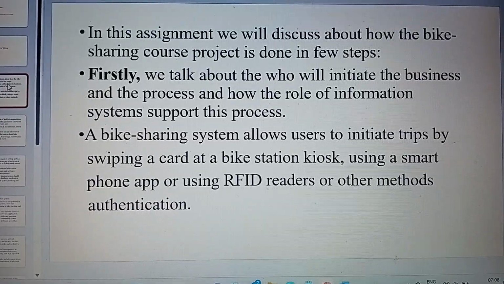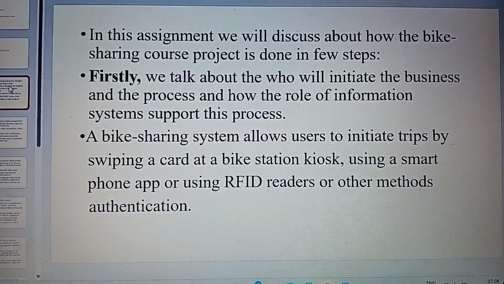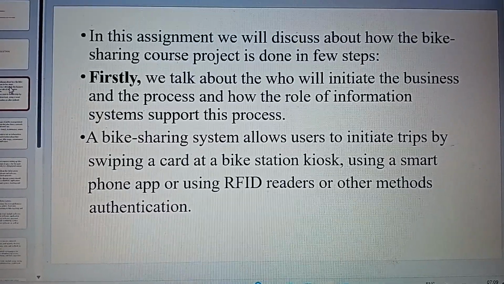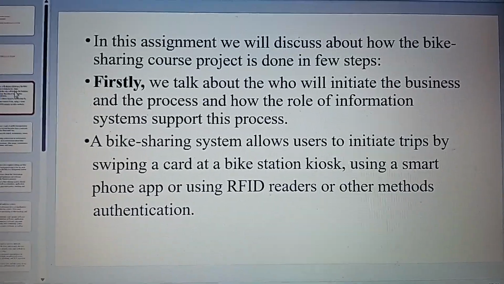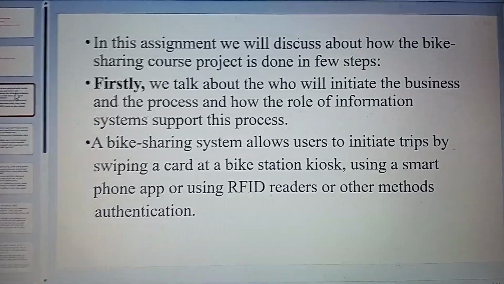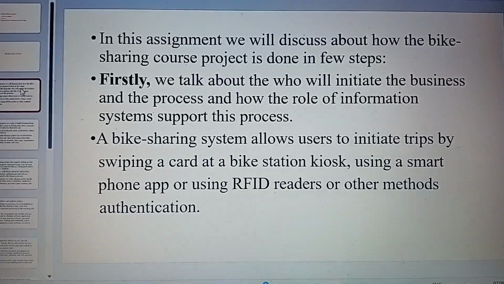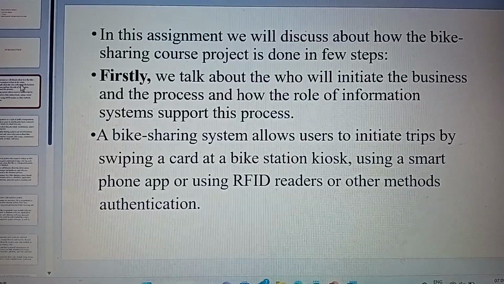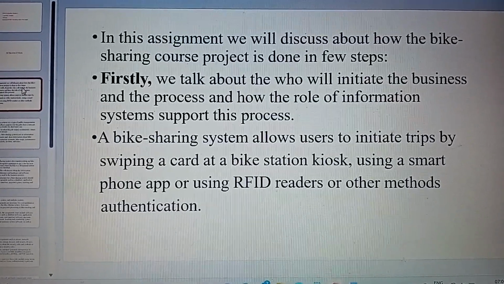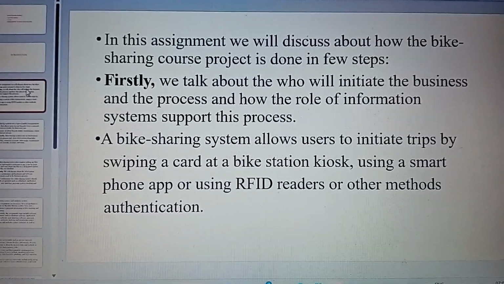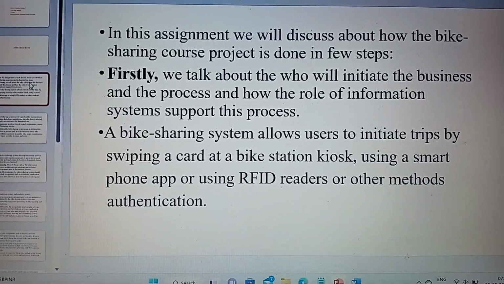Firstly, I would like to talk about who will initiate the business and the process, and how the role of information systems supports this process. Mainly, who will initiate the business in the bike sharing system, and how the role of information should play a crucial role in this process.